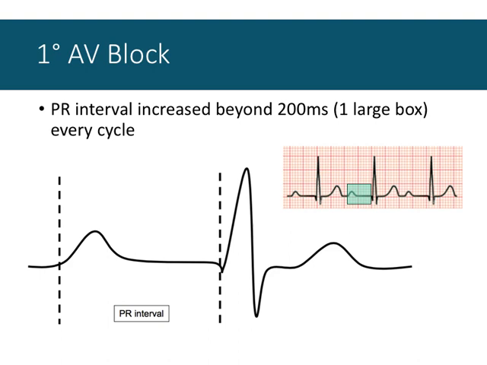Anything longer than one box, and in this case it's one box and maybe 3 small boxes, something like that, with 320 milliseconds, is an indicator that the conduction is delayed. And that would simply be reflective of first degree AV block. So not life-threatening here at all, just a longer signal or a longer delay before the ventricles contract.